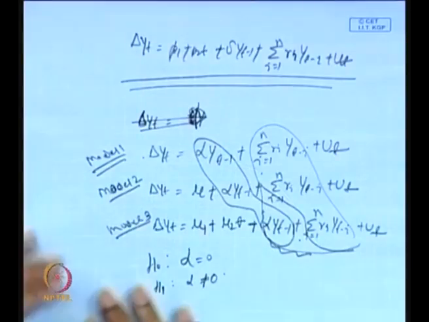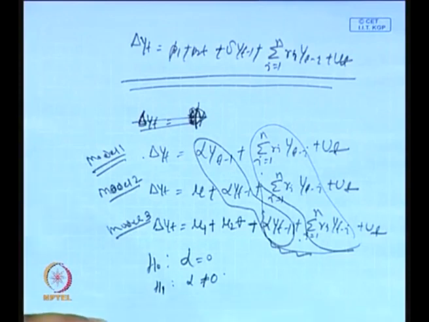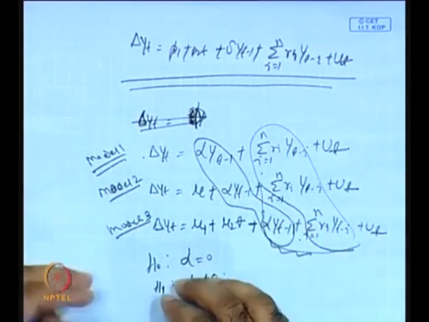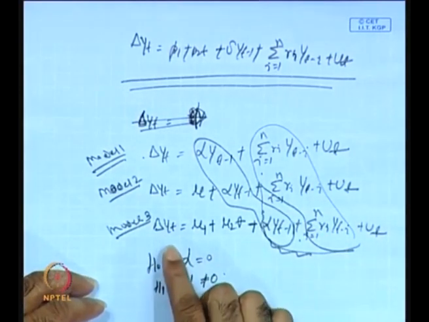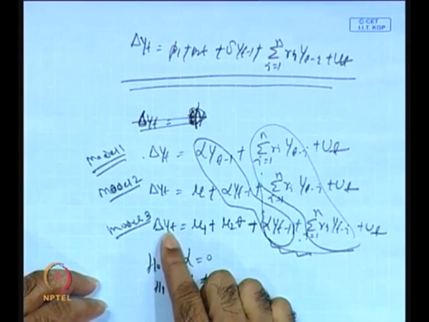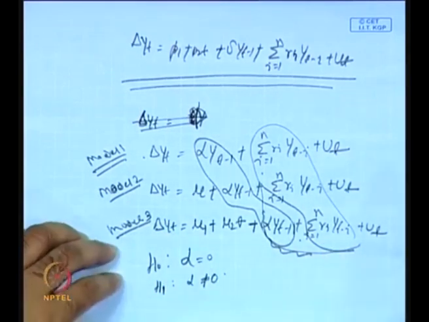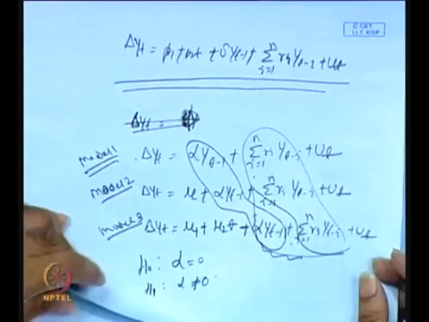Suppose you are not getting stationarity at a particular level of integration, then you will go for the second difference, okay. Then you will go for the third difference. In the case of the second difference, delta square y t will be a summation like this. It will come like this way.